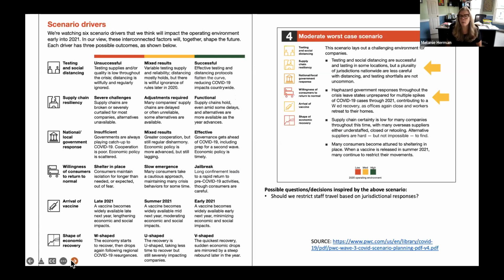And then the second bullet point is haphazard government responses throughout the crisis, which again, they were considering back in early 2020. It's actually something that we lived through.